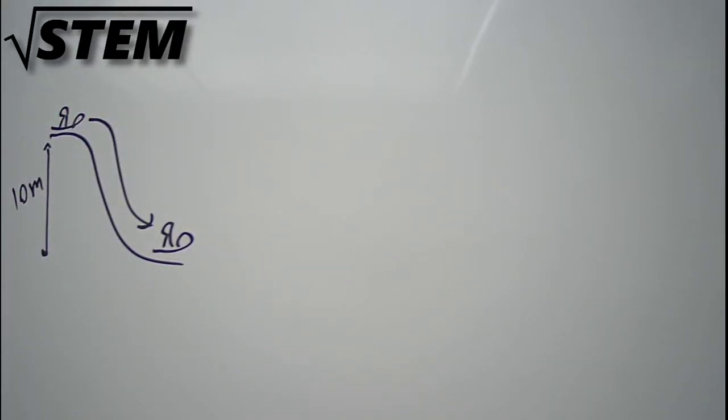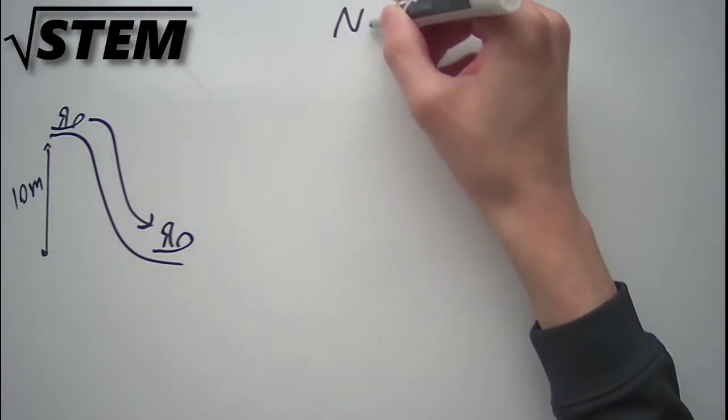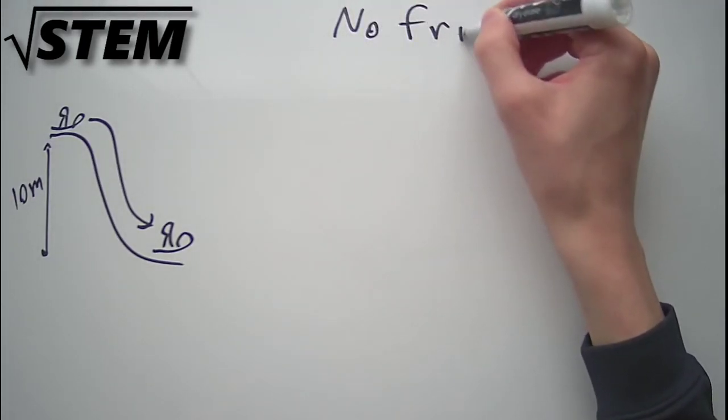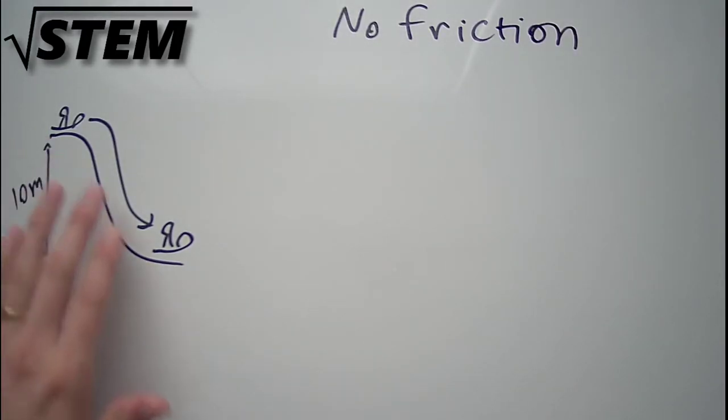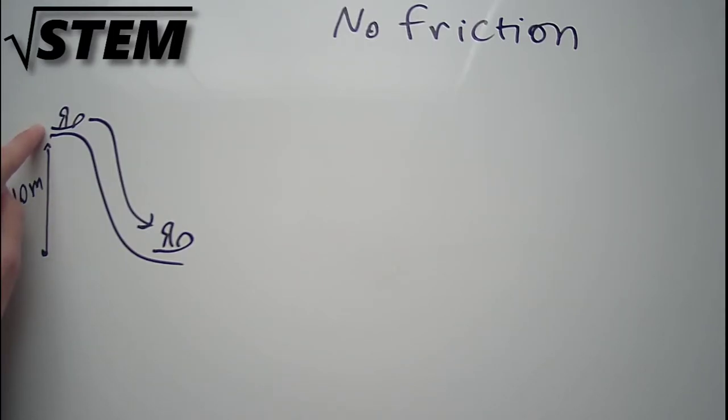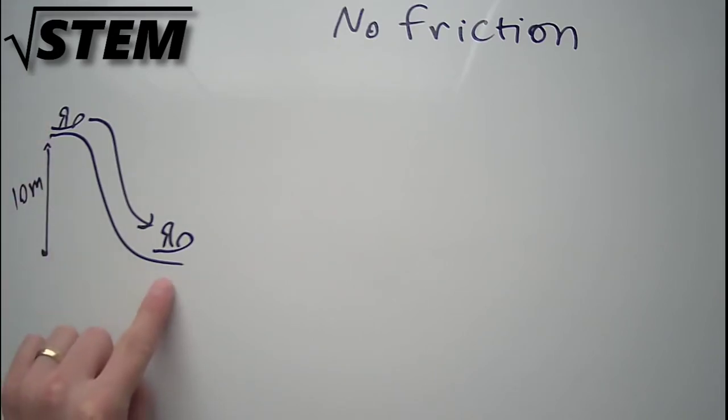Okay, so first, why don't we look at the case where there is no friction on this hill. The snow is really slick, great sledding conditions, we're going to gain a ton of speed. So with no friction, that means that we can conserve all of our energy. That is, all of our energy that we have at the top will be converted into energy at the bottom.